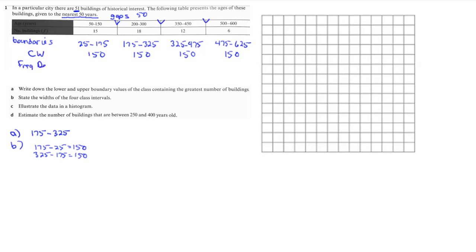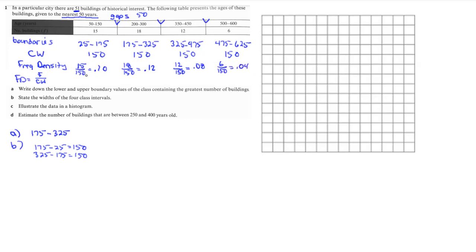Now the next thing is I'm going to draw a histogram, so I need to know the frequency density. And frequency density is equal to the frequency divided by the class width. So luckily you already figured out the class width, and all we've got to do now is take 15 and divide by 150, and I'm going to get 0.10. And then 18 divided by 150, and I'm going to get 0.12. Then 12 divided by 150 gives 0.08. And then 6 divided by 150 gives 0.04. Those are my frequency densities.